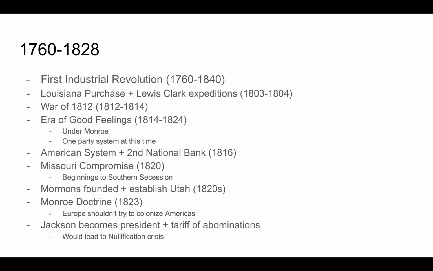Then we have the War of 1812, which obviously happened in 1812 through 1814. And we have the Era of Good Feelings, which went from 1814 to 1824, and this was under President Monroe. And at this point, we had a one-party system. Then we have the American System plus the Second National Bank in 1816.